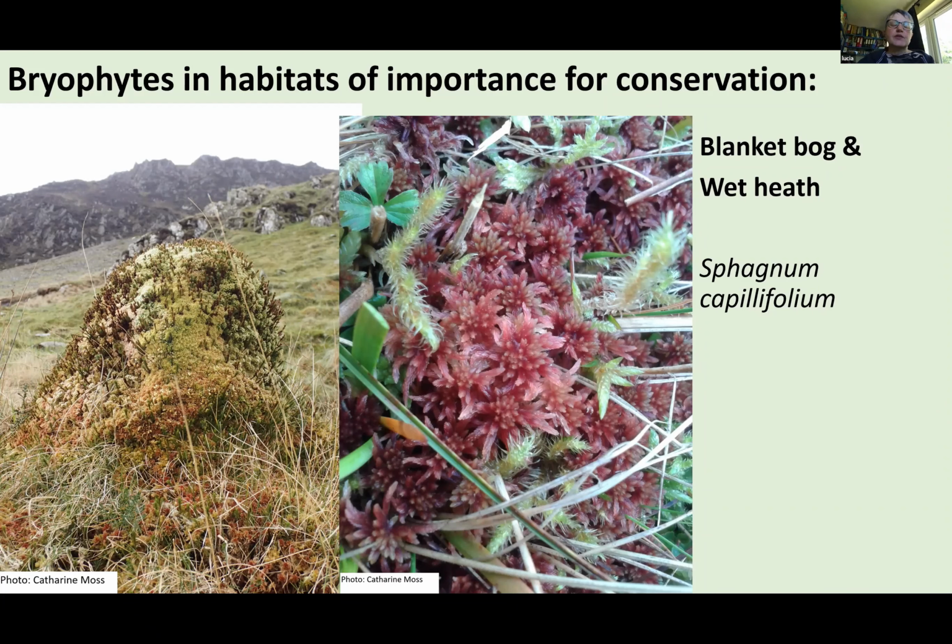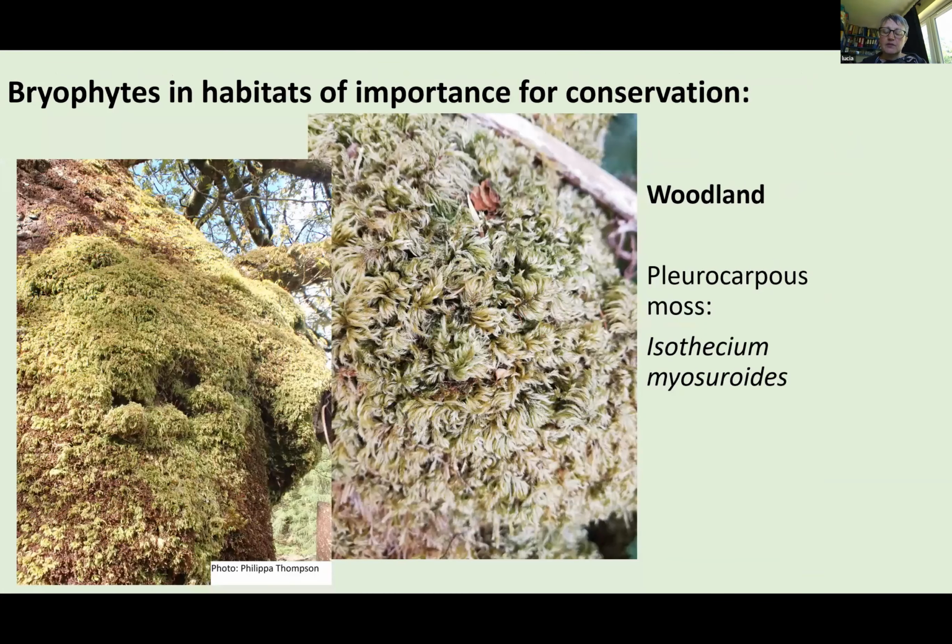So moving on to other habitats of importance for conservation, woodland. And we are lucky in Wales that we still have quite a good amount of woodland. One of the most common mosses that you will find in woodland is Isothecium myosuroides. I have chosen this one because it completely covers the trunk of oak trees. It just seems to love the acid bark of oak trees. So it's one that if you're just going for a walk in a little bit of woodland, there's a few mature oaks, go and have a look.